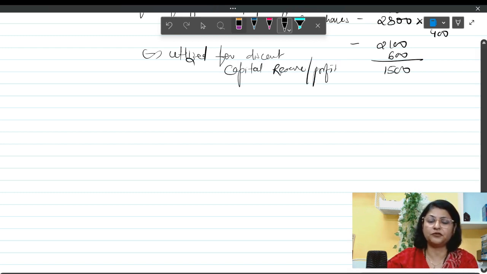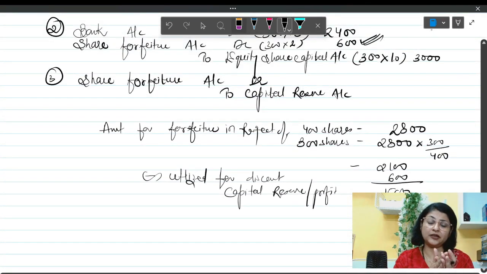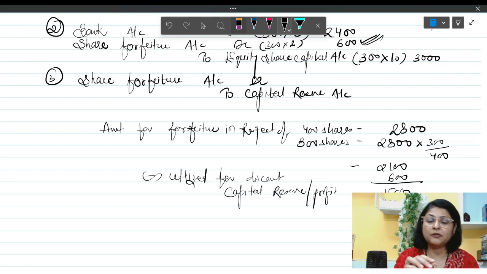amount of profit which we have made while reissuing these shares. So this 1500 rupees will go. Now the question arises, why did we not do 2800 minus 600? Because if we do 2800 minus 600, it means we are not leaving anything for the 100 shares which are still remaining to be reissued. So we can't do this.